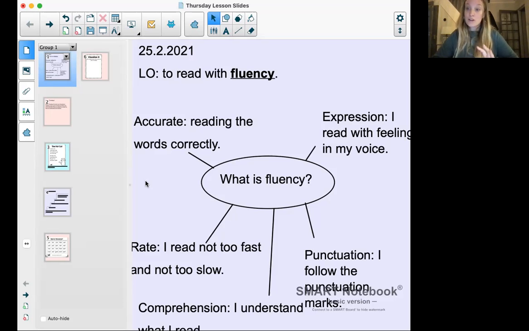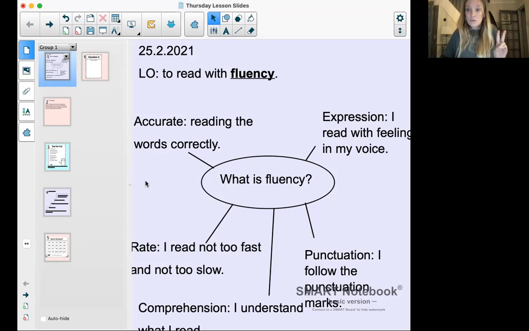We measure fluency, or we look at fluency, from 5 different parts. So we say the first thing is, is it accurate? Are we reading the words correctly, or are we making lots of different mistakes? So we want to be reading the words accurately, that they're the correct words that we're trying to read.